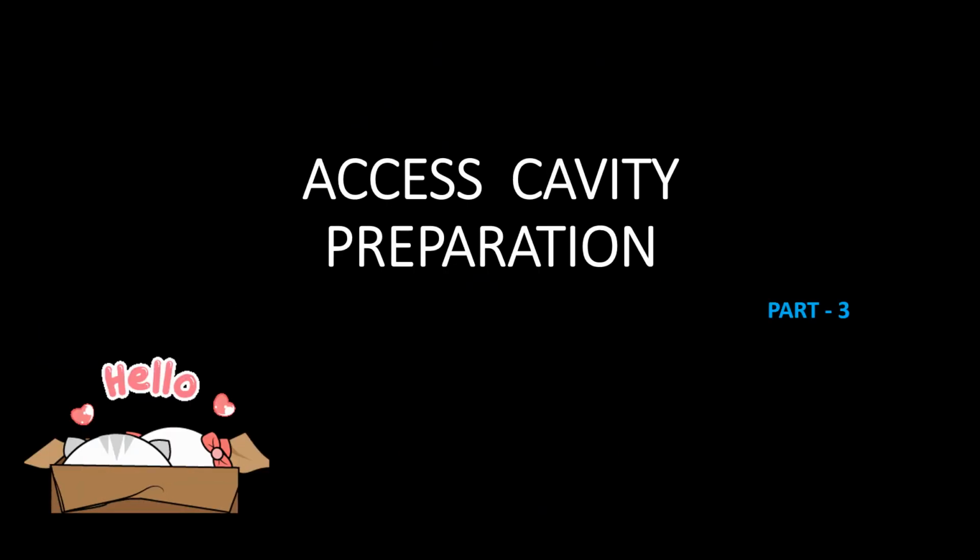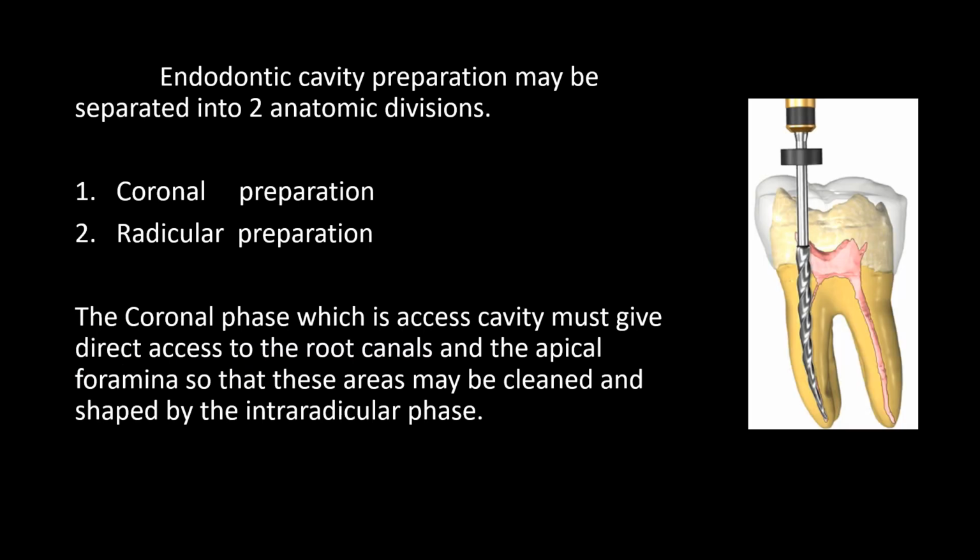Access Cavity Preparation Part 3. Endodontic cavity preparation may be separated into two anatomic divisions: coronal preparation and radicular preparation. The coronal phase, which is access cavity, must give direct access to the root canals and the apical foramina, so that these areas may be cleaned and shaped by the interradicular phase.